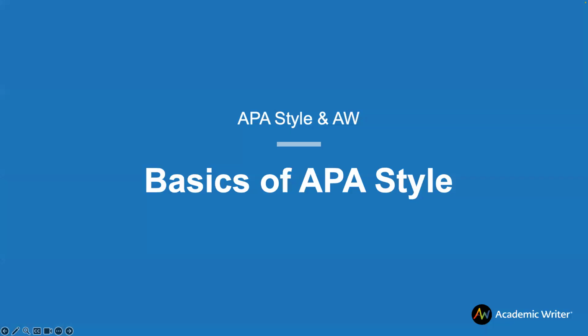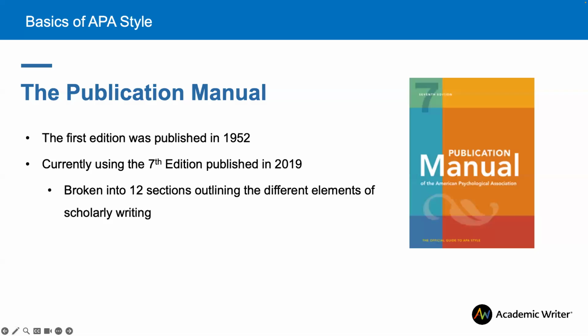Let's see, how do I do this? Okay. So one thing that I wanted to get started with is just kind of putting Academic Writer in context with APA style and the Publication Manual. So the Publication Manual of the American Psychological Association sets forth the guidelines of APA style.